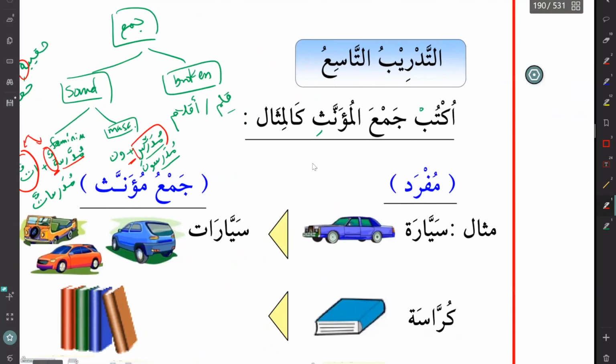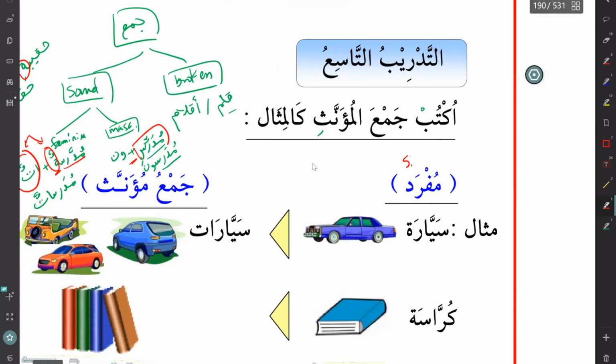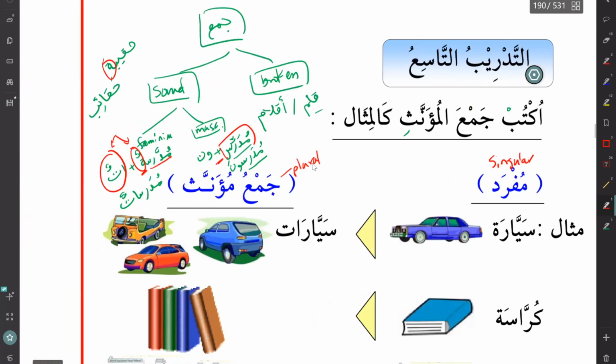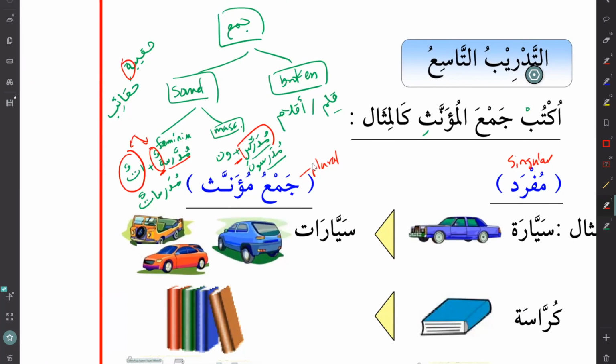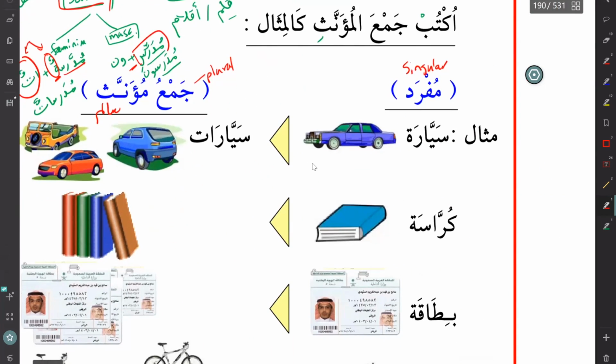So with that, they're showing you mufrad. Mufrad means singular. And jam' means plural, right? And you want to add jam' muannath salim. Salim is the word that means sound. So we have the example sayyaratun, and we say sayyaratun. As you can see, we remove this ta marbuta, right? You get it? It's very simple. Everything is there. We have the whole sayyara right here.